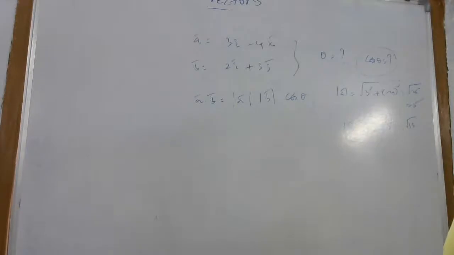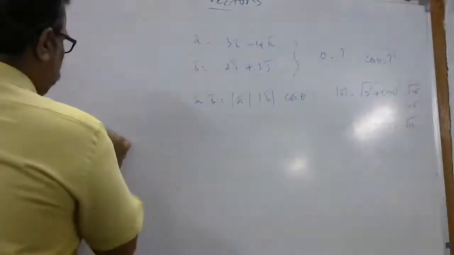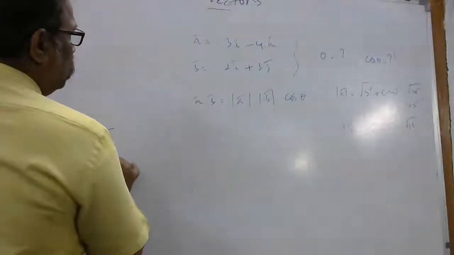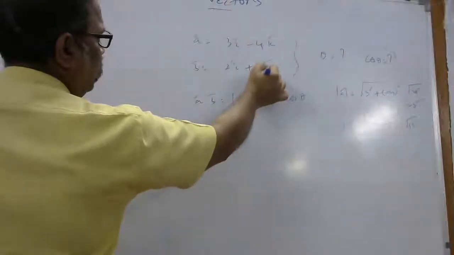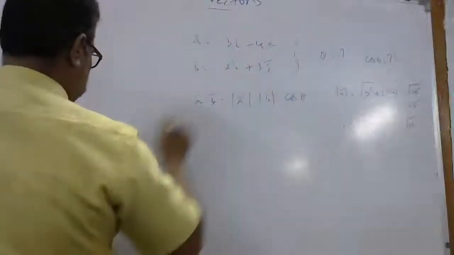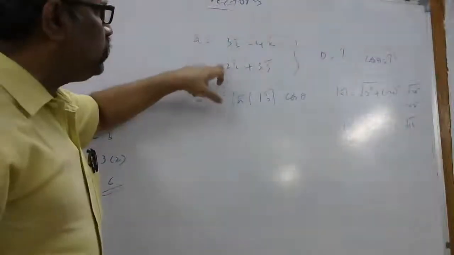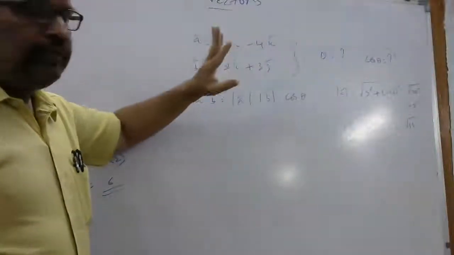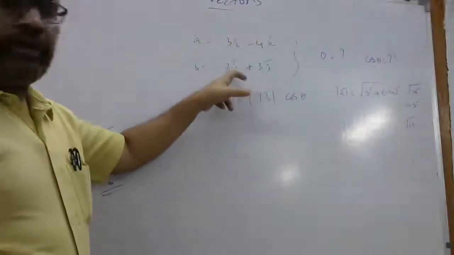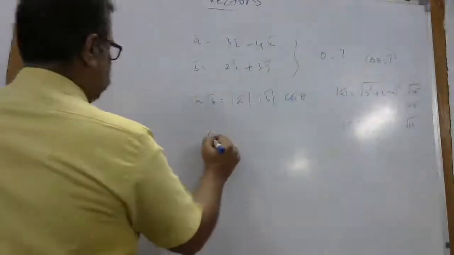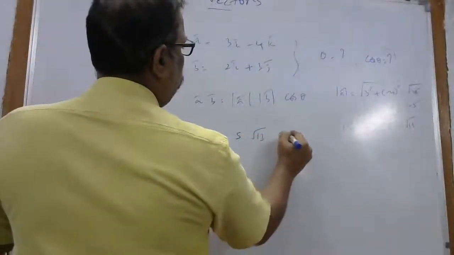Now A bar dot B bar. I find it is I into I, 3 into 2, I into J 0, K into J not there. Yes, this is J into K, 0 only, 6 only will come. A bar dot B bar is equal to only these two, because here K, here J, no need to multiply. Here I into J, K into I, K into J, all of them are 0. Only this part will come. Clear? So 6 is equal to mod A bar 5 into root 13 into cos theta.